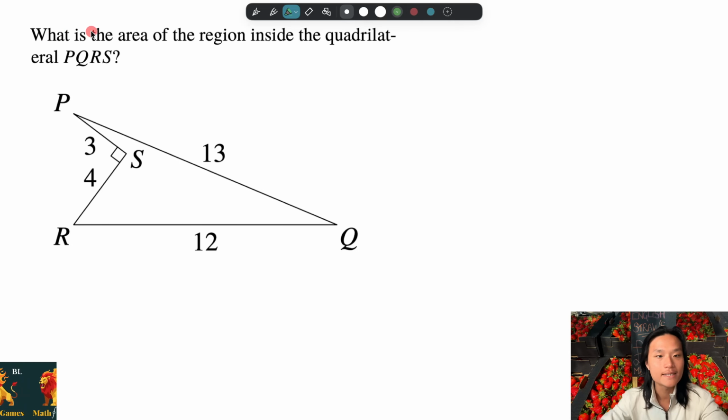So, what is the area of the region inside the quadrilateral PQRS? A quadrilateral just means a four-sided shape, okay?